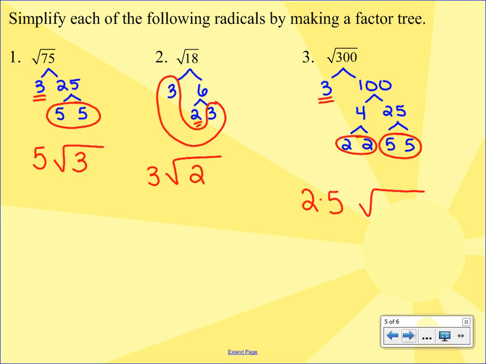Inside, we're left with a 3. And then because I have 2 things outside, I'm going to multiply those together. So I have 10 square root 3. Okay, a few more examples.